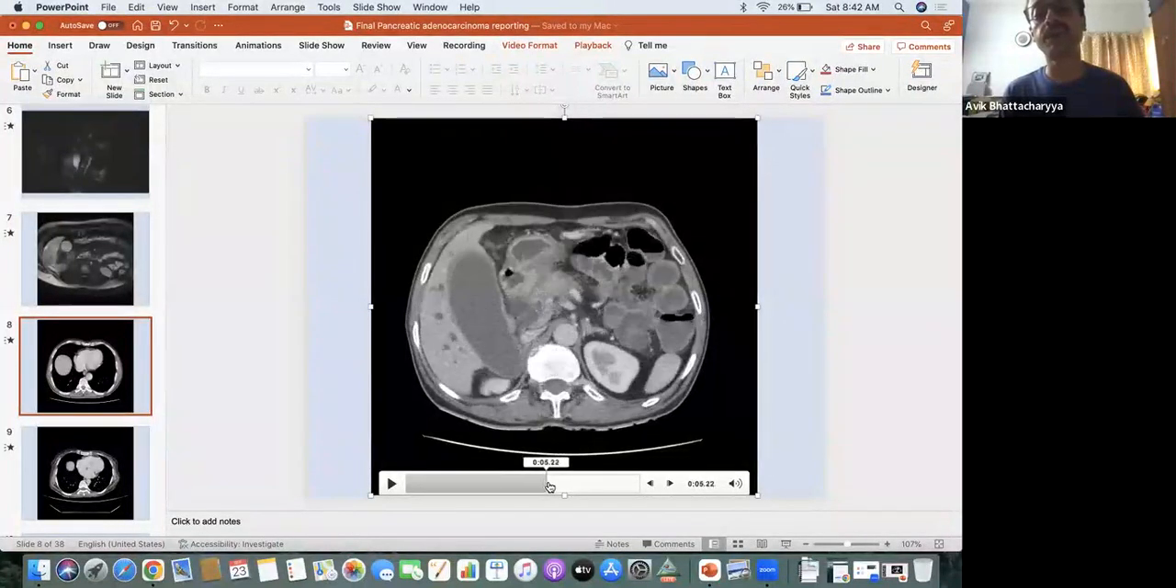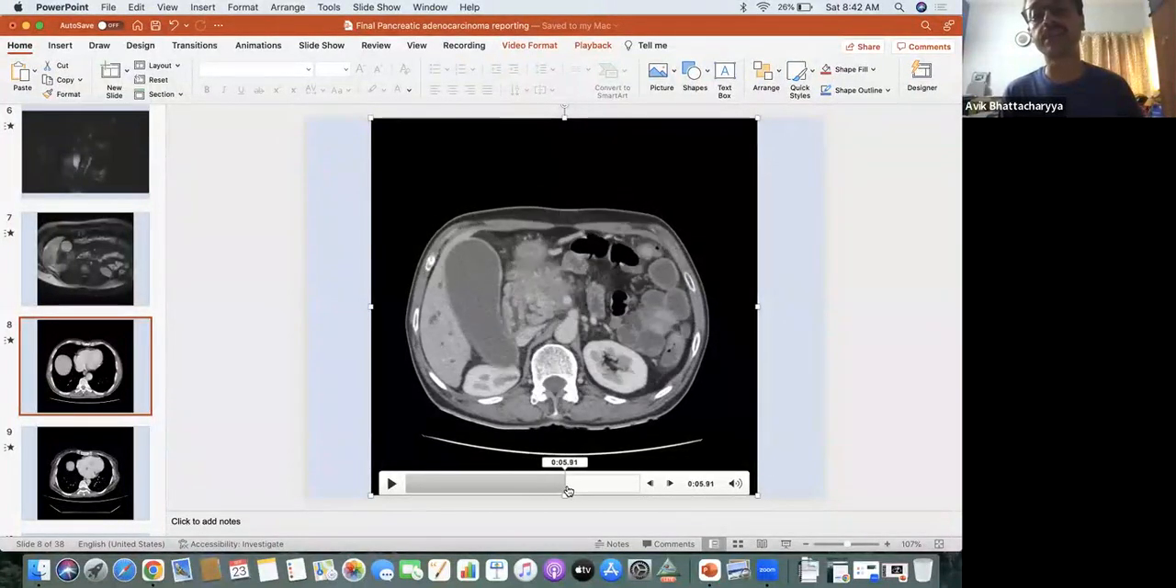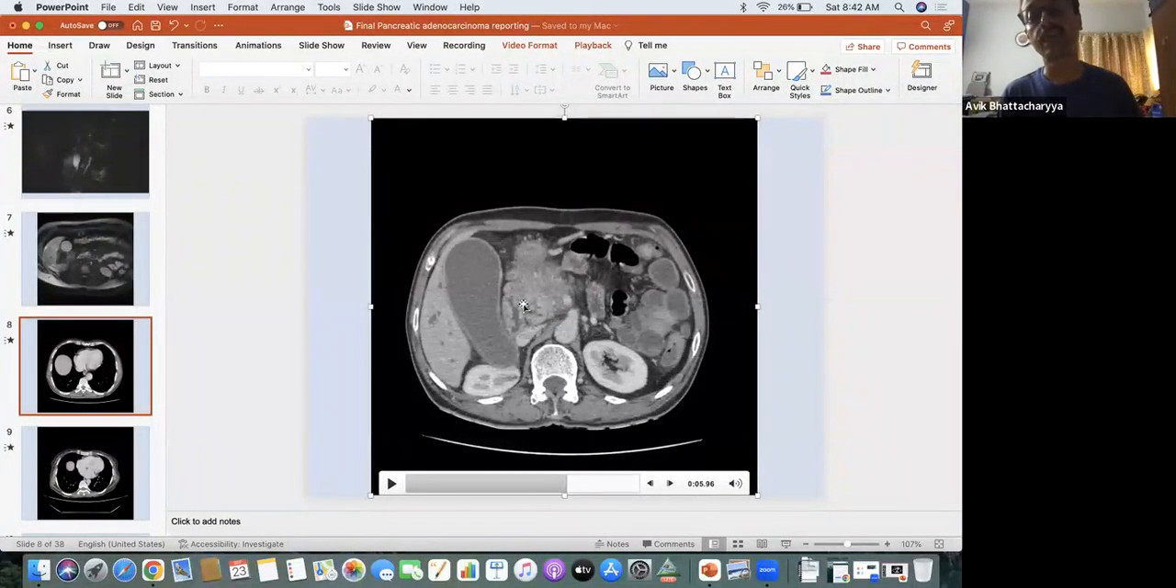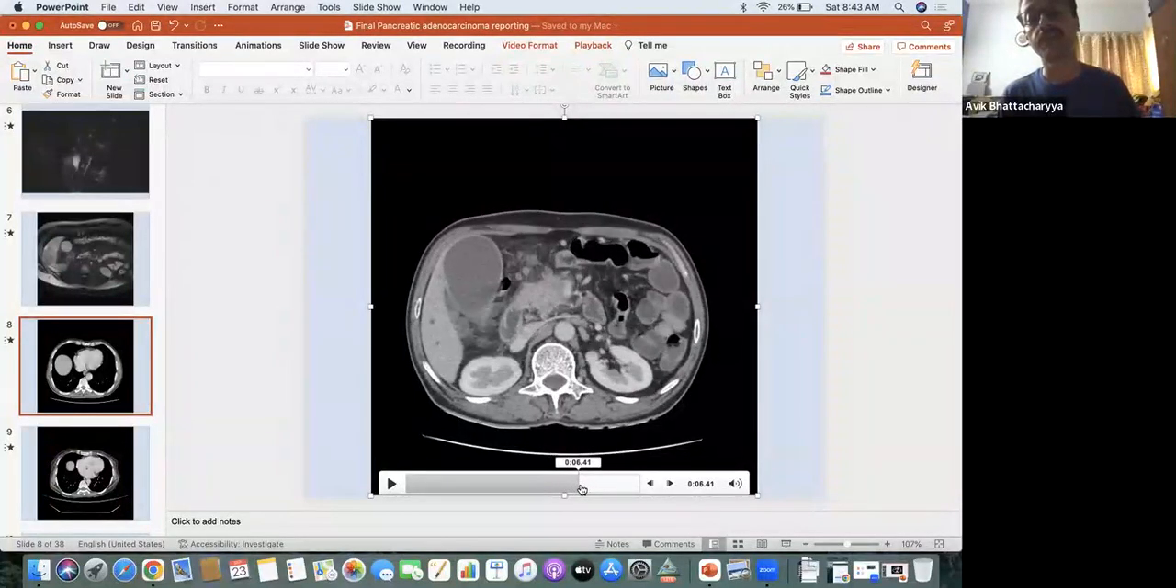And if I further go down, I could see a mass lesion here. This is a big mass. It is encasing the celiac trunk, and all the other structures also, it is infiltrating the duodenum, the antrum of stomach. If I go down, this is the superior mesenteric vein. This is superior mesenteric artery. Superior mesenteric vein is encased by the mass lesion.